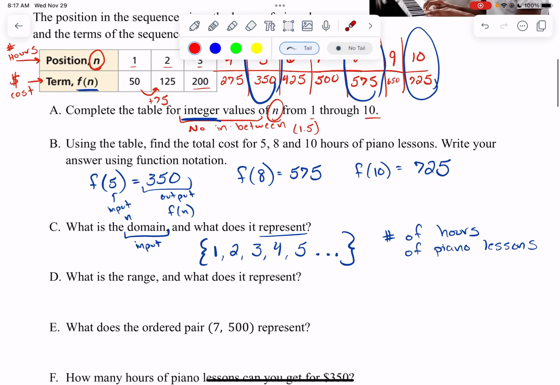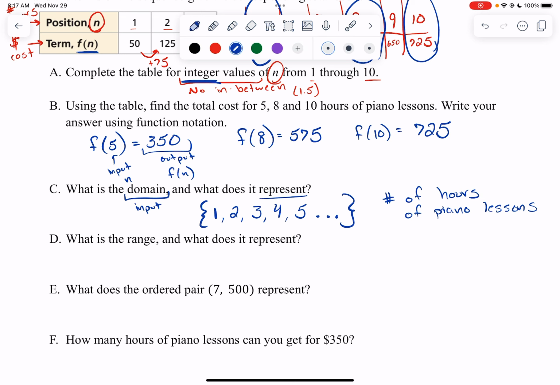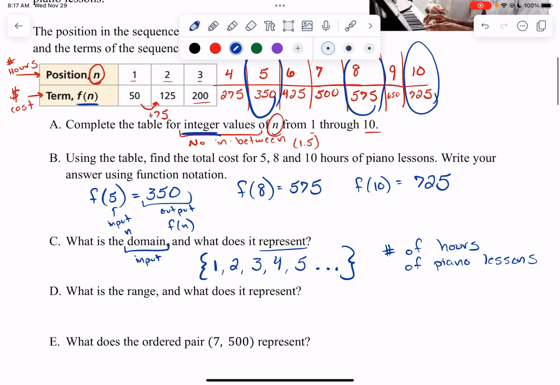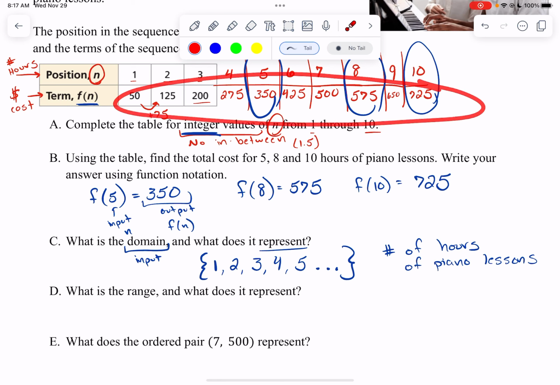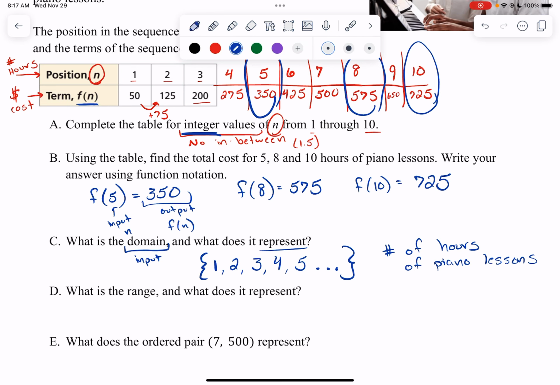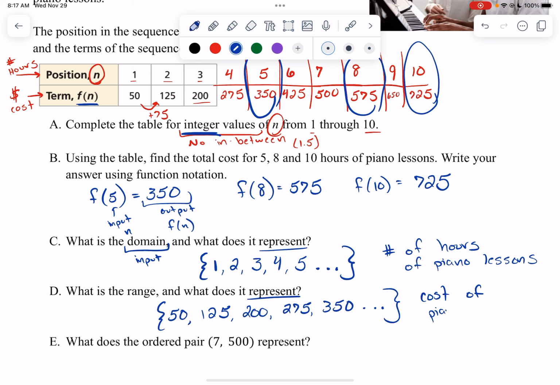We labeled it there. So now what is the range? Well, what are my possible outputs? Well, I don't know. Let's look at my outputs here. The smallest output I can get is 50. So my range starts at 50. But the next number I get is 125 and then 200. We want to do enough to establish the pattern. Dot, dot, dot. Continue like that forever. What does it represent? It represents the cost of the piano lessons.